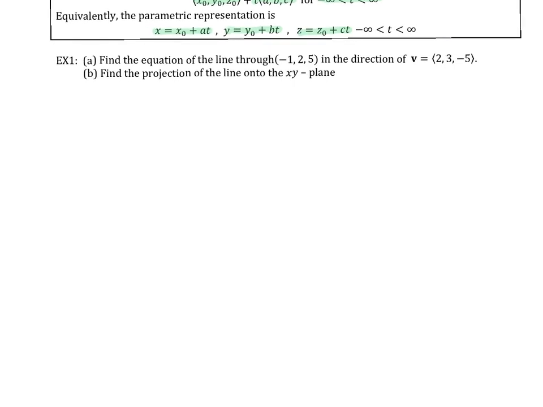Example 1, we're supposed to find the equation of a line that's passing through 1 point, and then we have our direction vector. In part B, it just says to find the projection of the line onto the xy plane. So let's look at A.